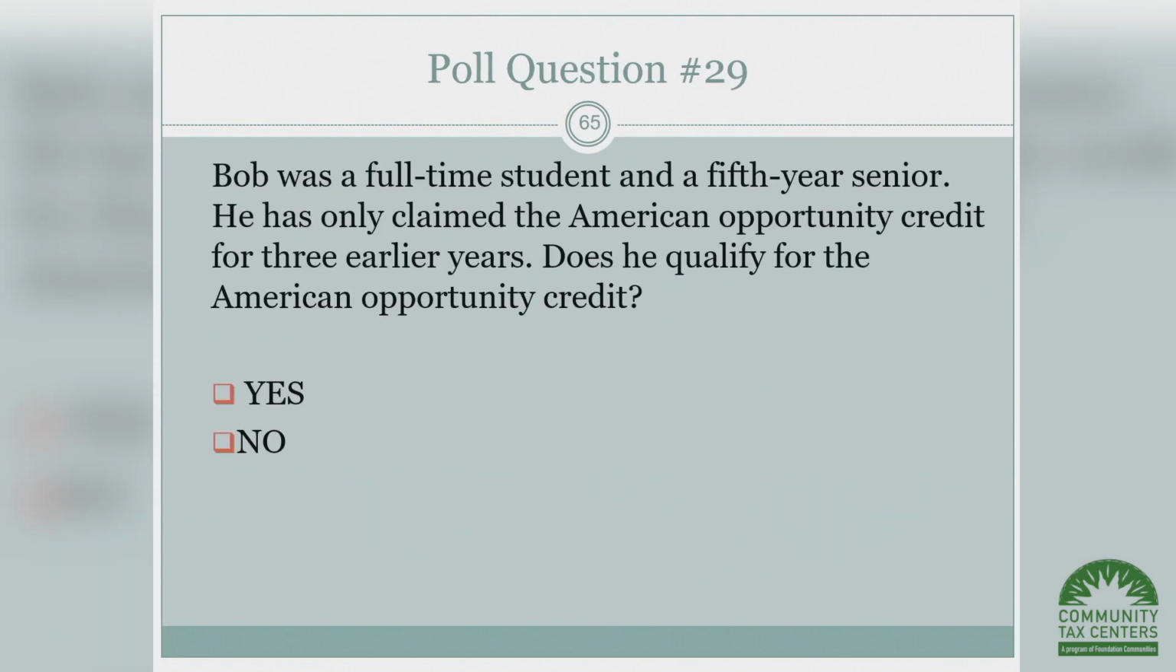All right. Bob was a full-time student and a fifth-year senior. He has only claimed the American Opportunity Credit for 3 earlier years. Does he qualify for the American Opportunity Credit? How many people say no? How many people say yes? Yes, the answer is yes. Bob qualifies because he hasn't used it for all 4 years.